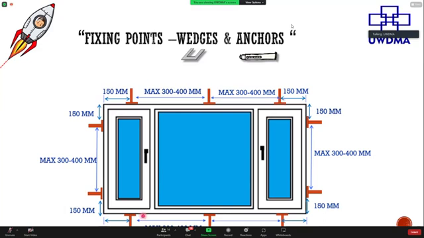Normally this is the location of your packers: 150 mm from both sides, and then in the center you try to keep a maximum gap of 300 to 400 mm. If it is coming more, then you should increase the number of fasteners. But this is the case when you are using good quality fasteners, and if you are using low quality fasteners, then you tend to increase the number of fasteners.